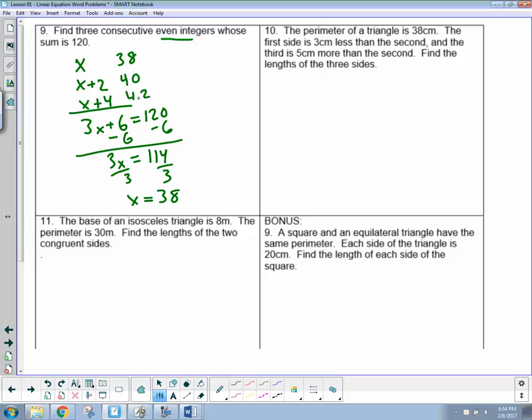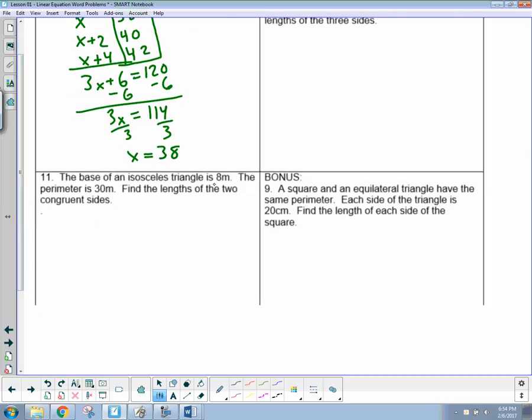So, base of an isosceles triangle is 8 meters. The perimeter is 30. Find the lengths of the two congruent sides. Well, like we just said, these are congruent. The base is 8, and all of that should add up to 30. Count your x's. 1, 2, 2x plus 8. Subtract 8 from both sides. We get 2x equals, let's see, 30 minus 8, 22. I don't know why that stumped me. Divide by 2, x equals 11 meters.